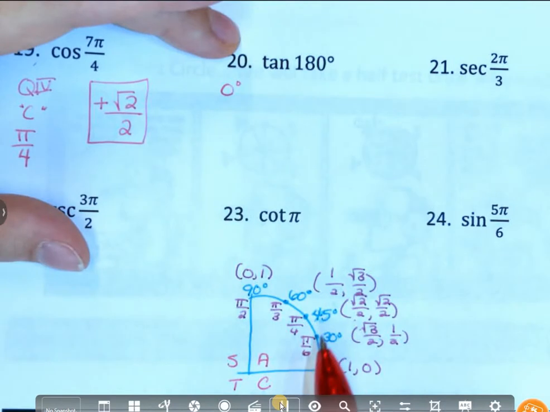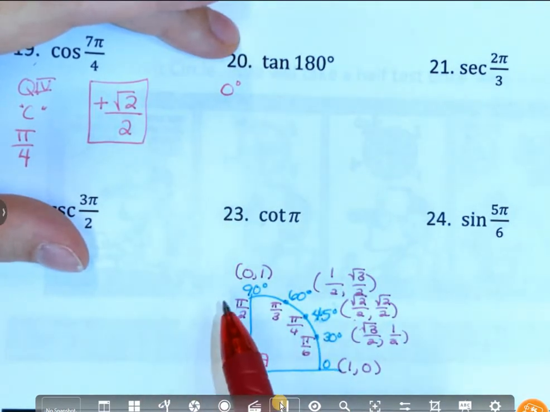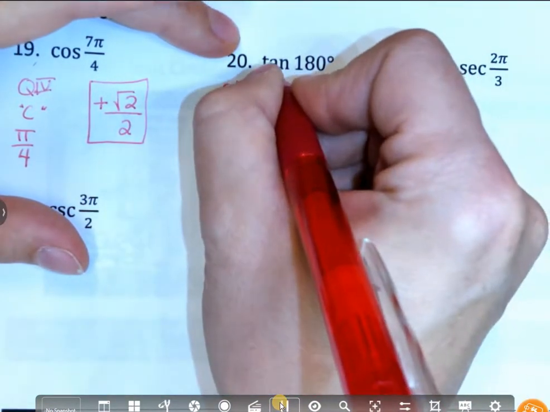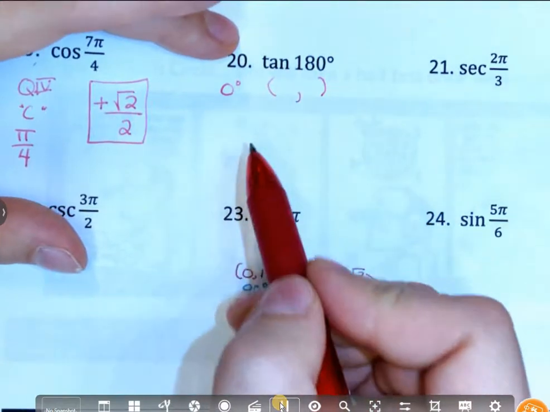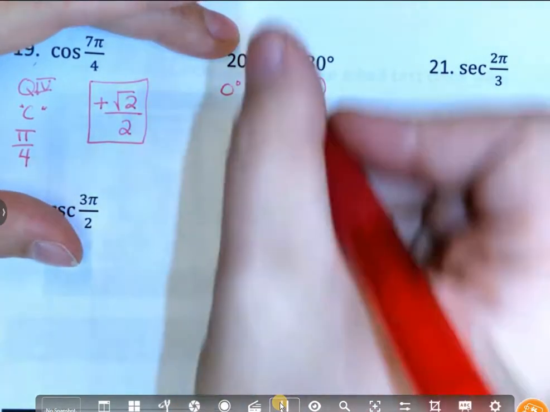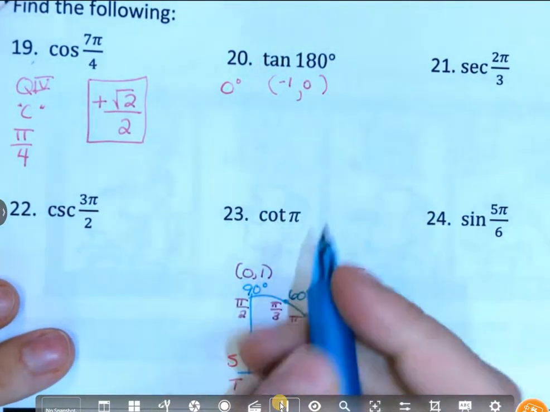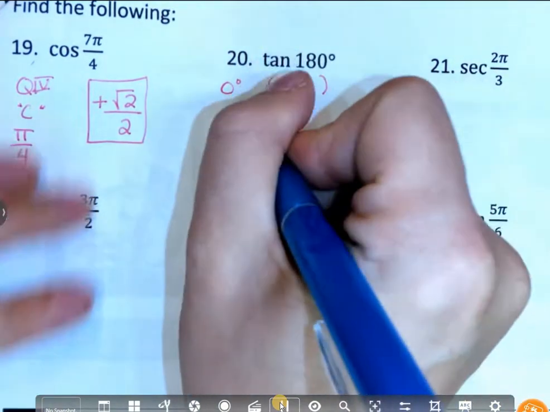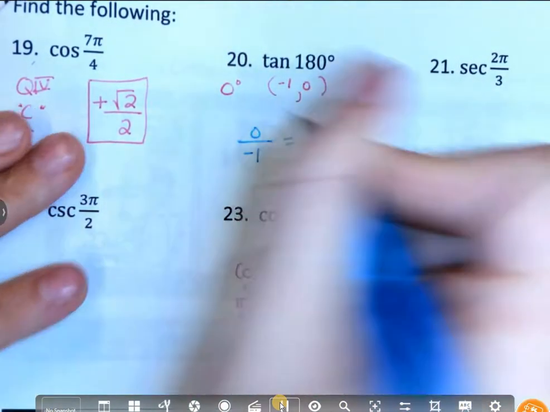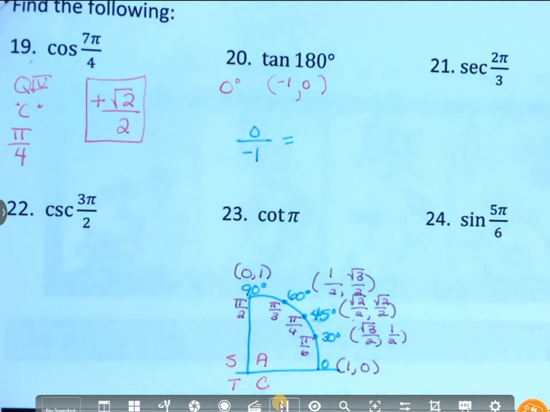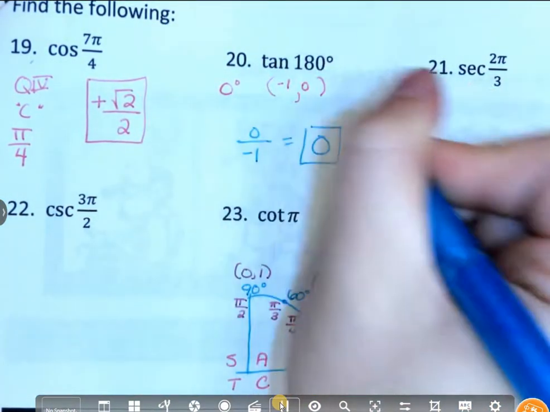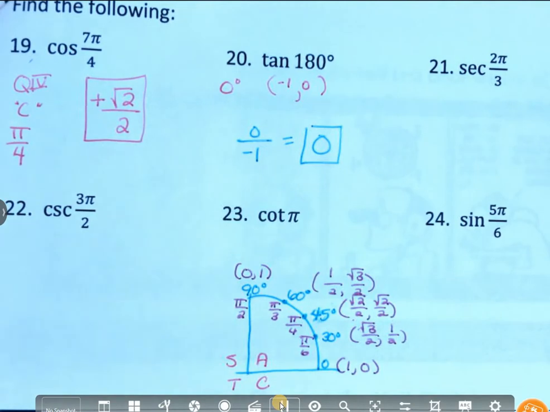And the 180s, the 360s, the 90s, the 270s, those guys you want to think about literally what is the coordinate at that point. At 180, what is the coordinate? -1, 0. And tangent is, what is that? 0. That is not undefined. It is 0. If the 0 was in the denominator, then it would have been undefined.